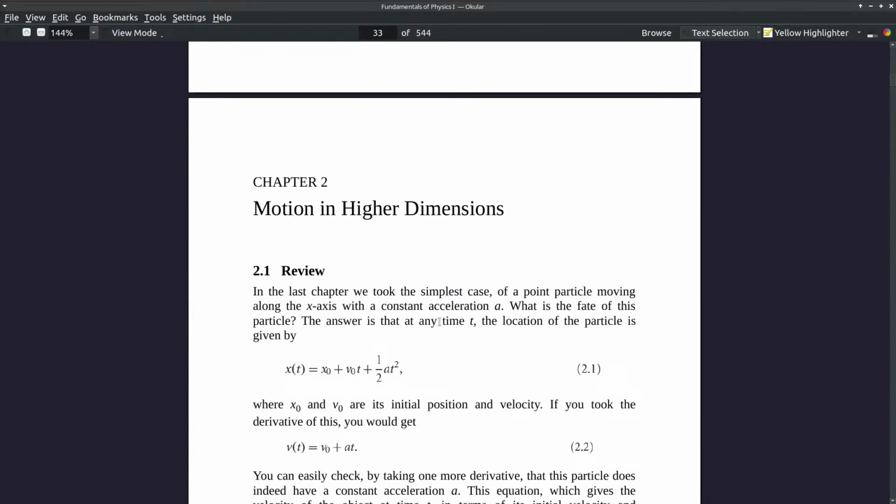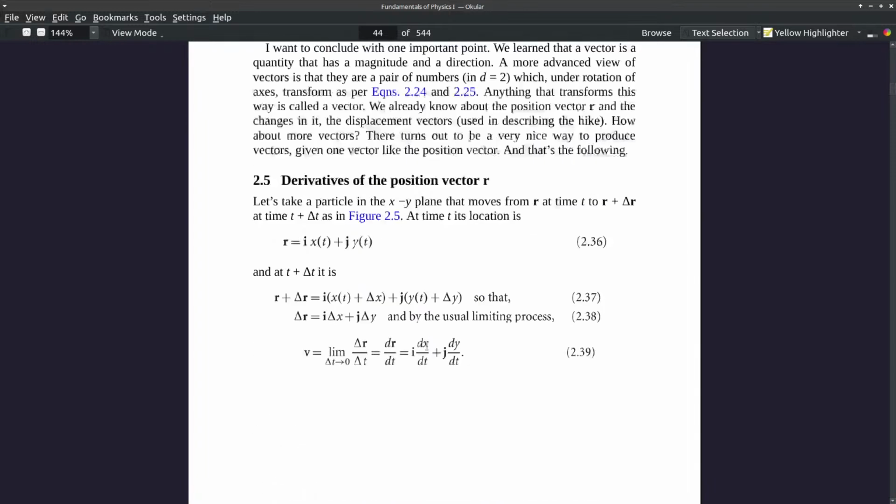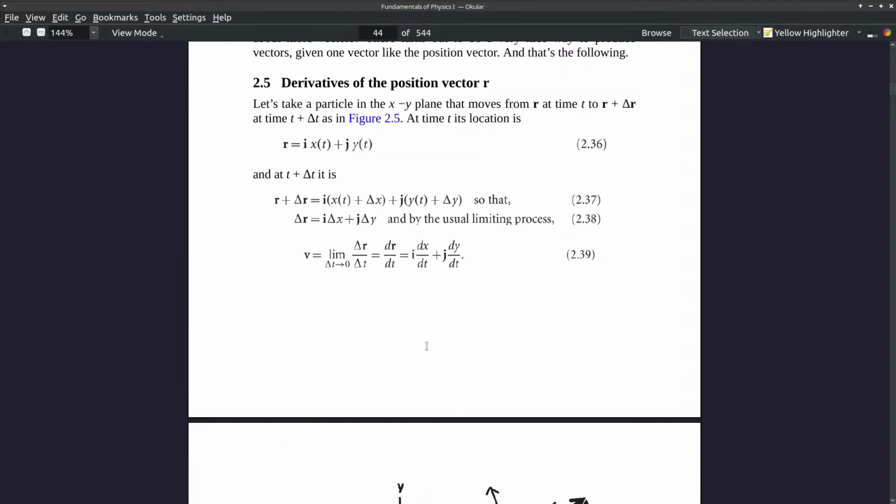Page 44. Perfect. All right, so I'll go ahead and start us off here in section 2.5. Let's take a particle in the x-y plane that moves from r at a time t to r plus delta r at a time t plus delta t, as in figure 2.5.